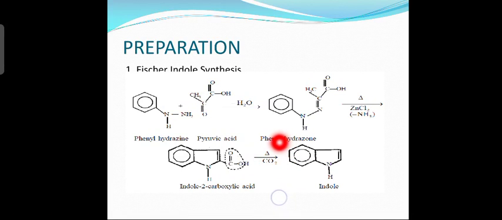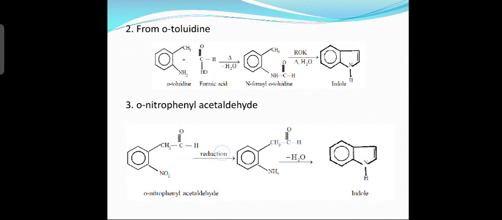That on heating eliminates a carbon dioxide molecule. You can see here it eliminates a carbon dioxide molecule to give what? Indole. So this method is known as Fischer-indole synthesis. Next method is from orthotoluidine. Now let us see how it is prepared from orthotoluidine.